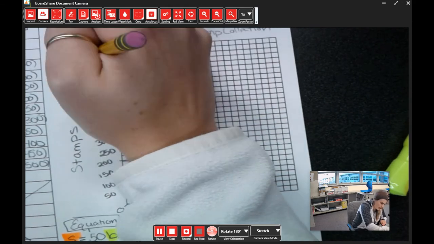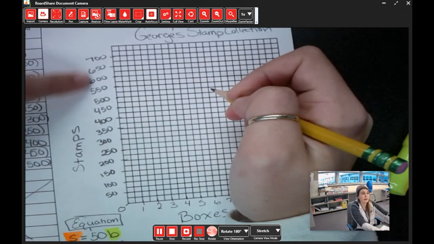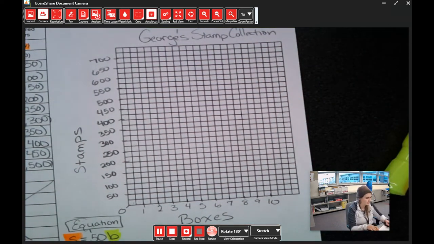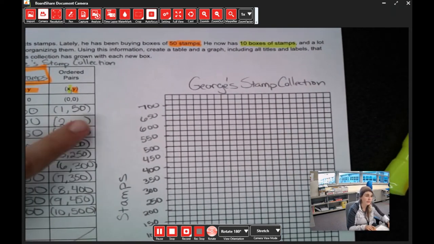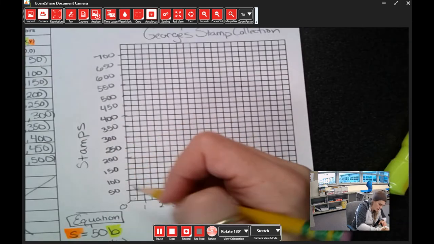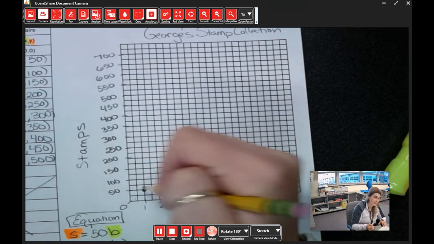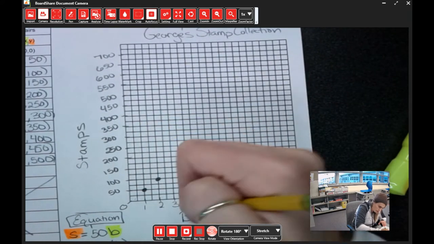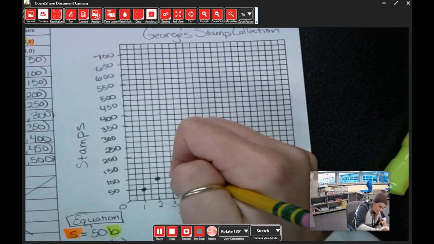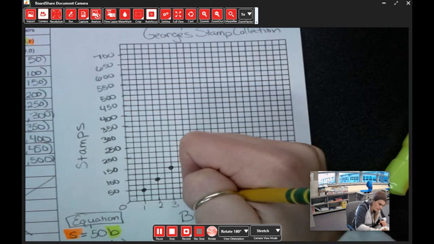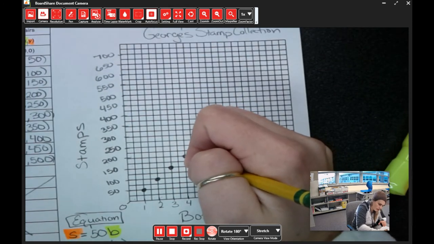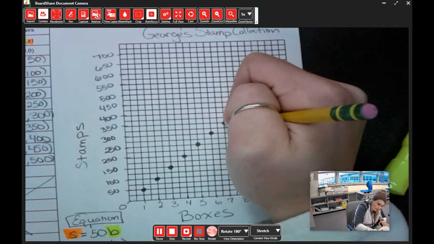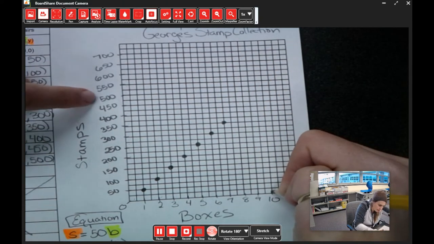I'm not going to use them, but I'm going to put these extra ones up here anyways, just so I have them. Now, 0, 150 over 1, up 50. 2, 100. 3, 150. 4, 200. And then my points go all the way up to 10, 500.